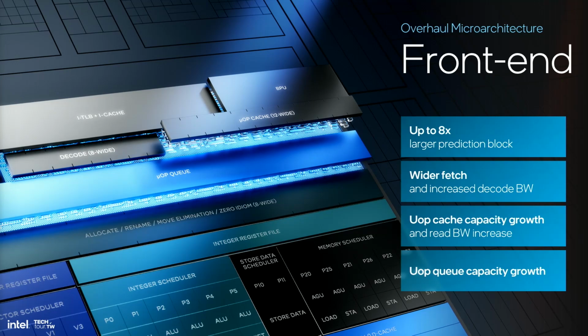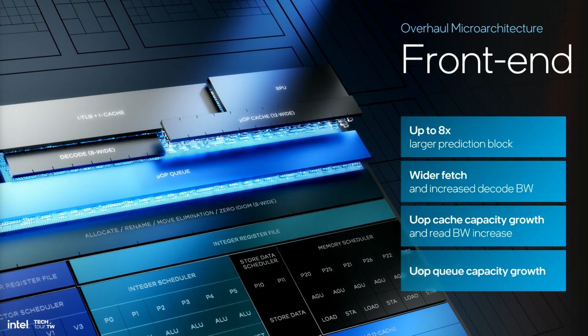This starts with accurate branch prediction that is able to determine the correct code blocks from which to generate instructions. Lion Cove fundamentally changes the branch prediction scheme to significantly widen the prediction block up to 8x wider than previous generation, without sacrificing performance accuracy.